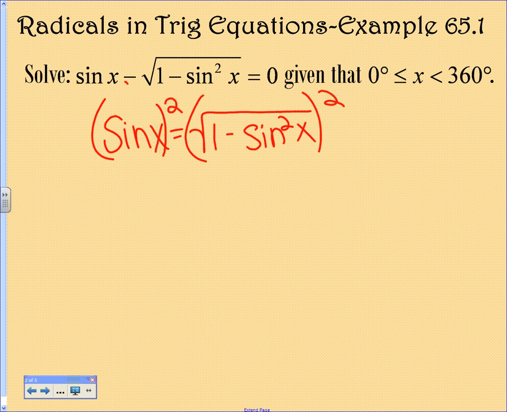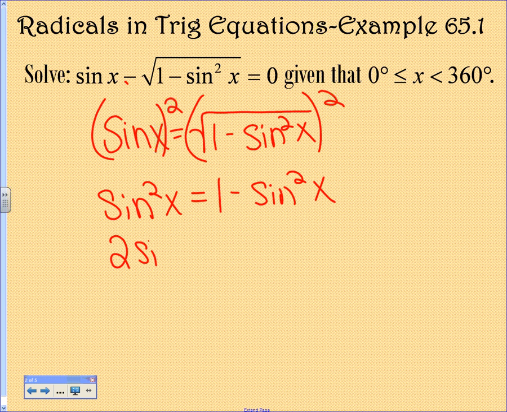So if you square both sides, what do we have on the left side? Sine squared x equals 1 minus sine squared x. Now what? Put them together, and you have 2 sine squared x. Now what? Okay, so sine squared equals 1/2.